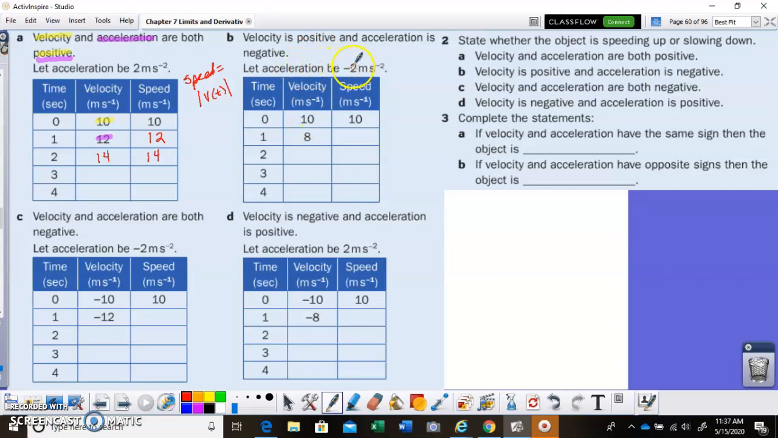In this next one, your velocity is positive, starting at 10, but your change in velocity is negative 2. So you're decreasing by 2 meters per second. The absolute value of 8 is 8. But if I'm decreasing by 2 meters per second, that would take me to 6 here.